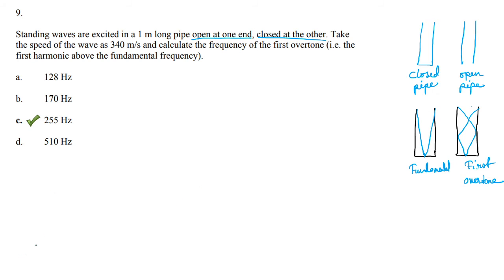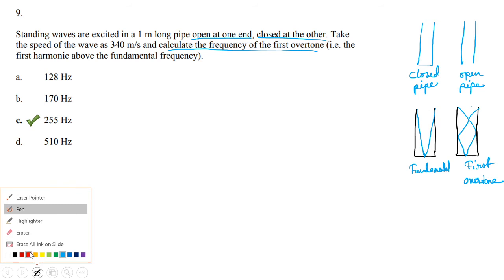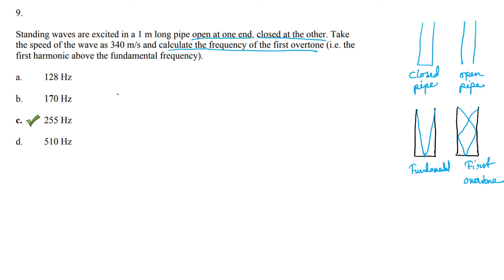Now we need to calculate the frequency of the first overtone. Okay, now how to calculate that? So the formula for frequency of the fundamental tone is N0 equal V by 4L. You may remember it or may not. But here is a process how you can remember.